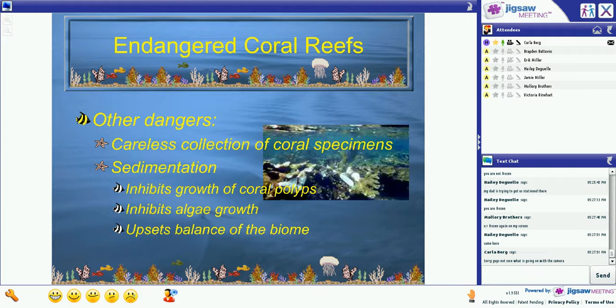Another danger, give me 1 second, Mallory, is people are careless sometimes when they collect coral specimens. If you find coral that is bleached or white laying on the beach, you can go ahead and take it. However, if you're scuba diving or snorkeling and you take live coral off of the coral reef, it takes a very long time for that coral to replace itself. Coral only grows 1 inch a year. So for every inch of coral that you take, you are taking a year's worth of life away from that coral reef. So a little bit is really a lot.